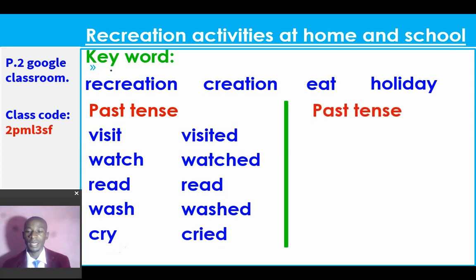Let's get to this side. So here, let me start with the word go. This word ends with letter o and changes completely from what we know to went. So the past tense of go is went. Which other word ends with o? We have do. The past tense of do is did.